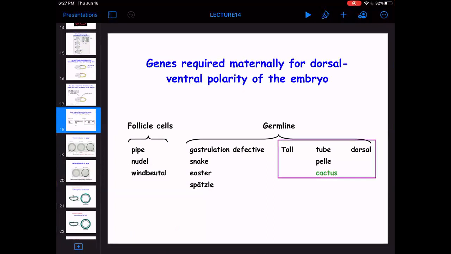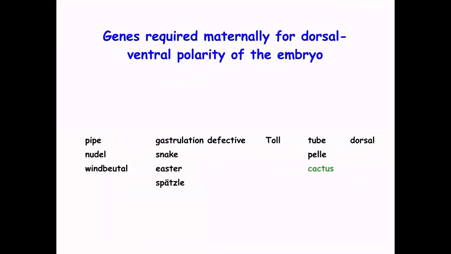Okay, so I'm going to continue this lecture 14, the second part. We talked about gurken and torpedo, and that's how they are making dorsal polarity of the eggshells. So I'm going to switch to presenter mode, and we're going to talk about the next set of genes.